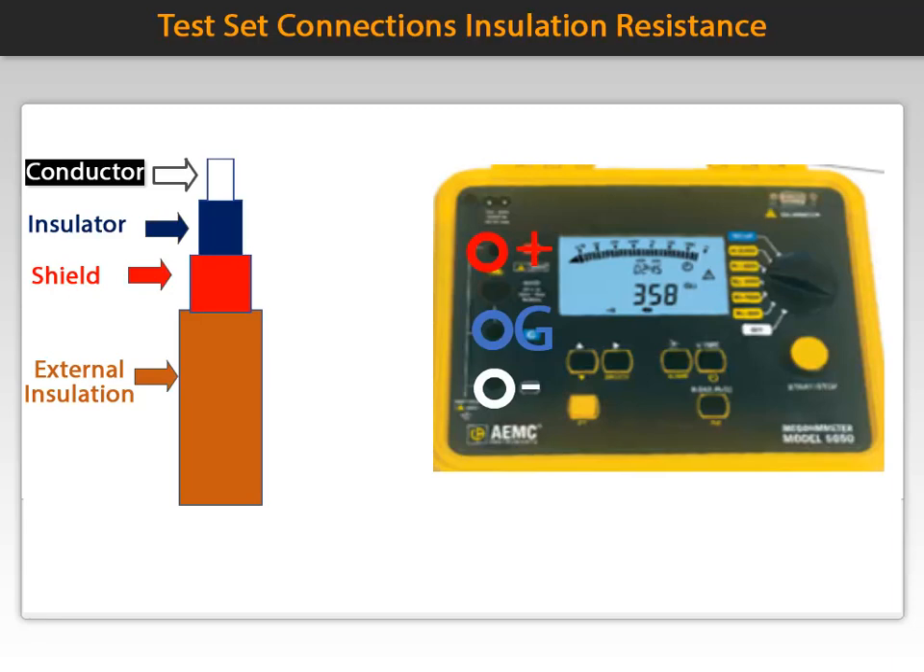Okay, now let's go over the connections to the specimen. The shield or braid gets connected to the earth plus terminal on the set. The insulator gets connected to the guard terminal, and lastly the conductor gets connected to the line terminal labeled minus.